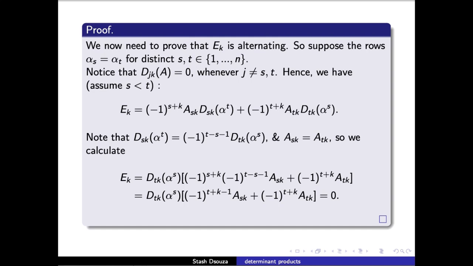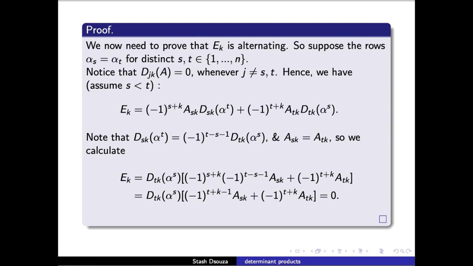Now it comes down to proving that ek is alternating. So suppose that the rows alpha s and alpha t for distinct s and t in the index list of 1 to n are equal. So notice first that when j is not equal to s or t, we have the djk evaluated at A vanishes. And that is because in that case, the augmented matrix A j bar k does in fact have two equal rows, namely the row alpha s and the row alpha t.